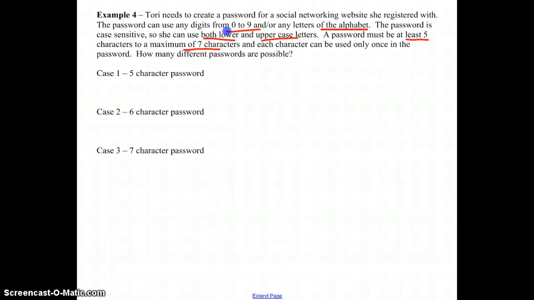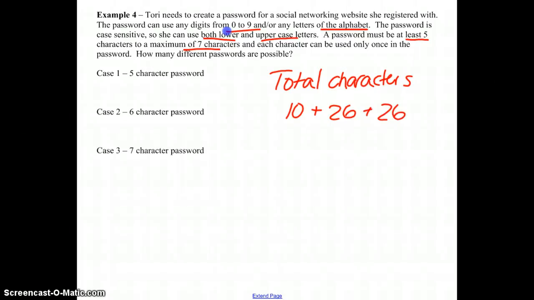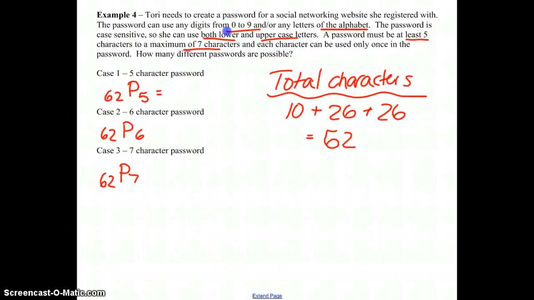So let's figure out all the total possible characters. How many numbers can you have? 10 numbers. How many letters can you have? 26 lowercase, 26 uppercase. So you're going to have a total of 62 characters. So let's say that they want a 5-character password. 62 options, and we're going to pick 5 of them. A 6-character password is going to be 62, and we're picking 6. A 7-character password is 62, and we're picking 7.